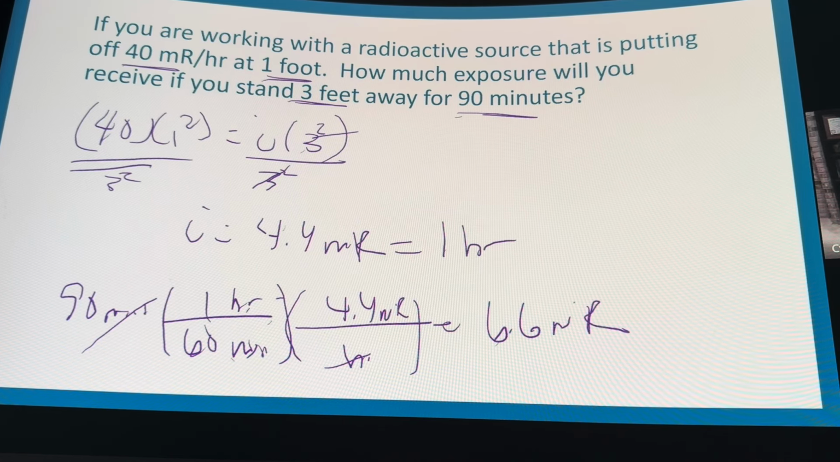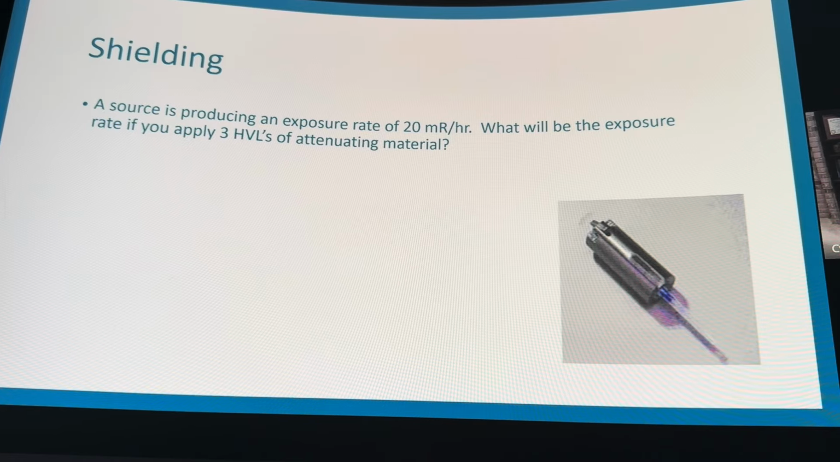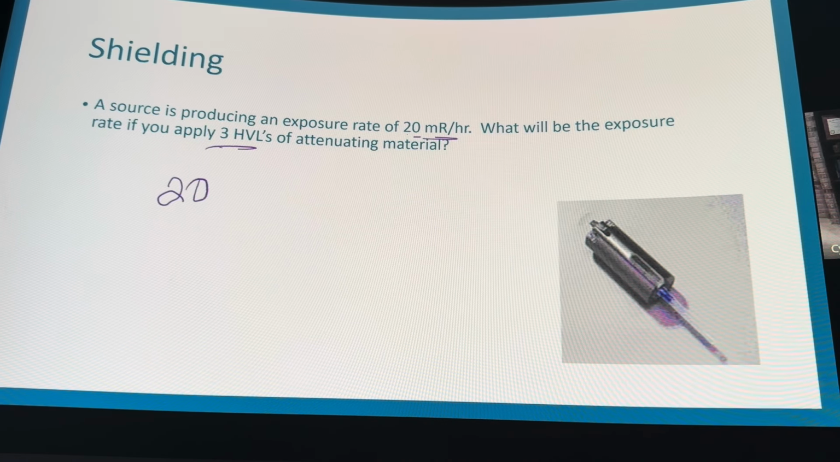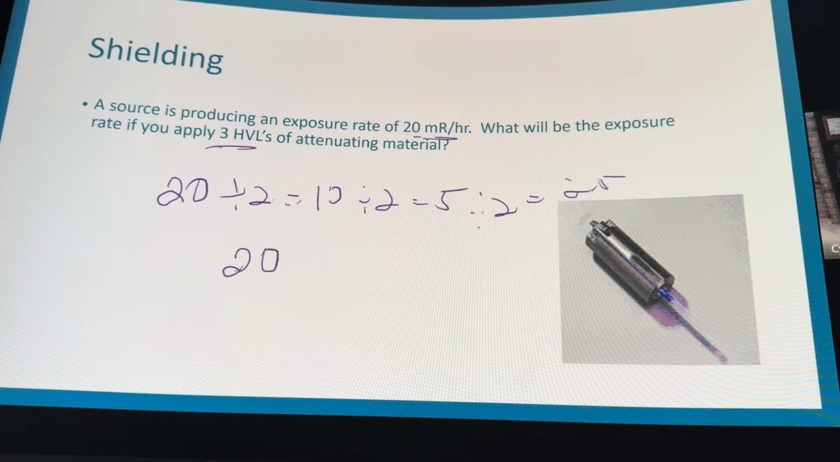All right, last section is shielding. We are on the home stretch. Half-value layers, same thing as half-life, except it's the thickness of the shielding to stop half. If you have a syringe that's producing 20 mR per hour, what will be the exposure if you add 3 half-value layers? All you have to do is take your 20 mR per hour, divided by 2, that's 1 half-value layer, divided by 2, that's 2 half-value layers, divided by 2, that's 3 half-value layers. That's the same as 20 divided by 2 to the third. Comes out the same, 2.5.